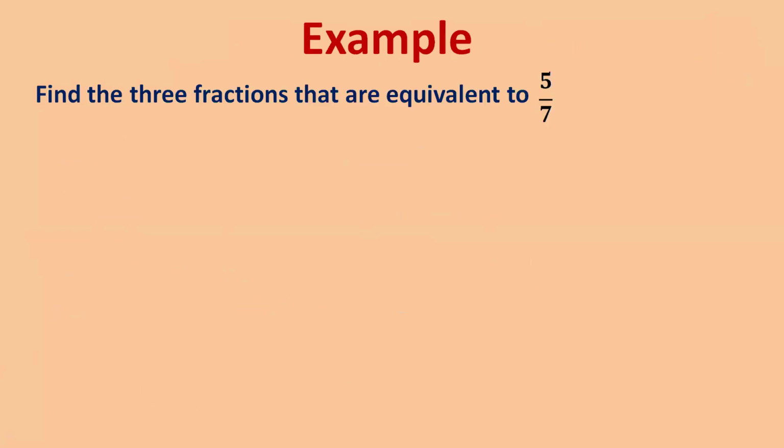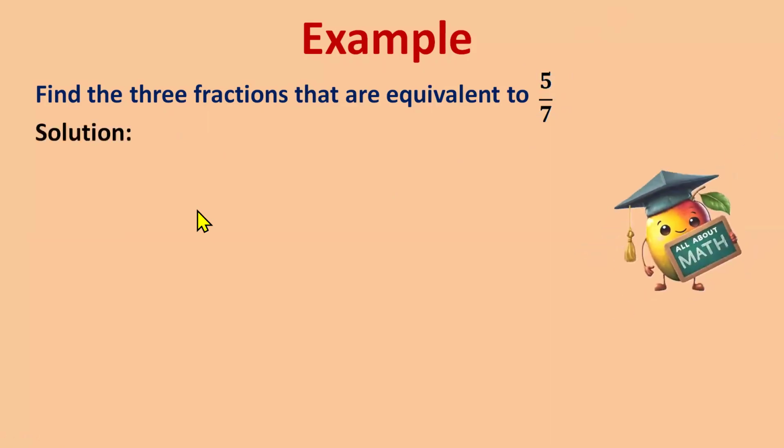The example is: find 3 fractions that are equivalent to 5 by 7. So we have to find the equivalent fractions of 5 by 7. We have 5 by 7, but we are not going to shade and then find out. You will use the rule which we already know. So how many fractions do we have to find? 3 fractions. It means we will write 5 by 7 3 times. 1, 2, 3. I have written 5 by 7 3 times because we have to find 3 fractions.